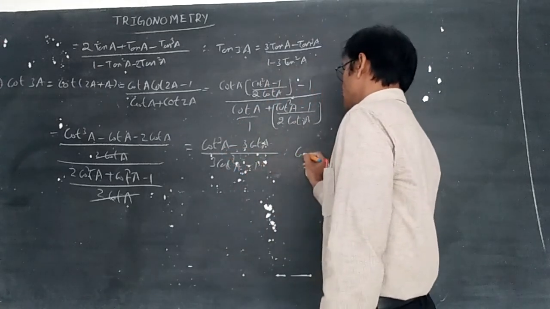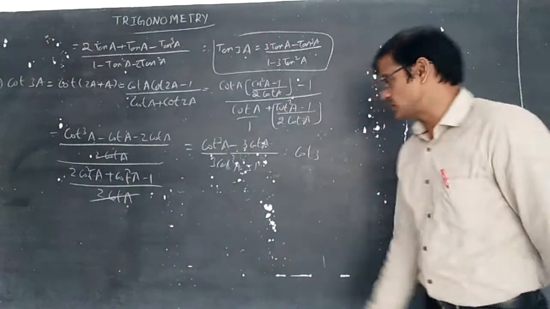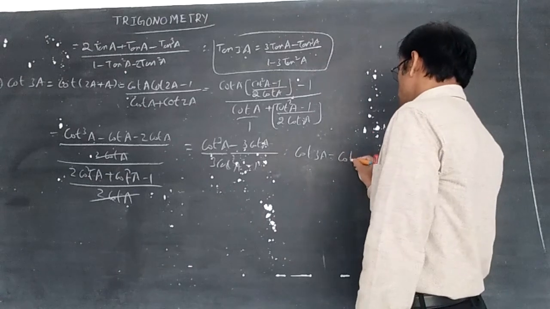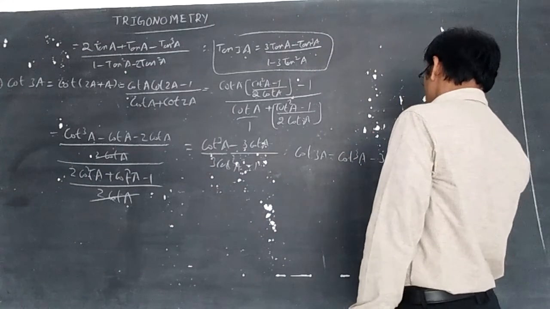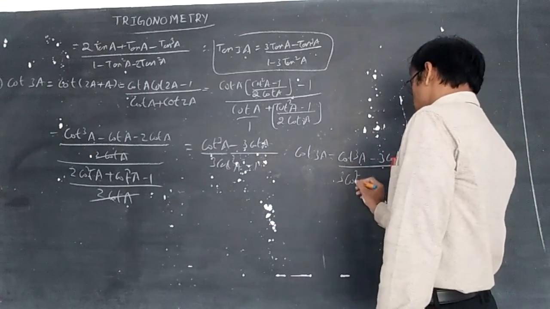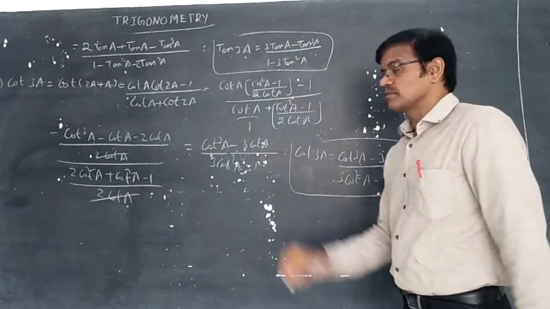This is the formula. So in a similar way to the tan 3A concept, now cot 3A we can also write: cot 3A is equal to cot cube A minus 3 cot A, whole by 3 cot square A minus 1. This is the 3A formula.